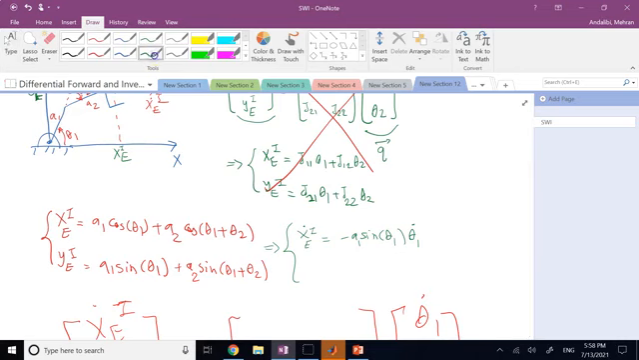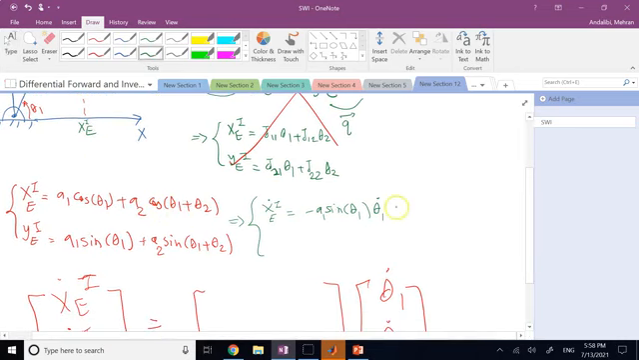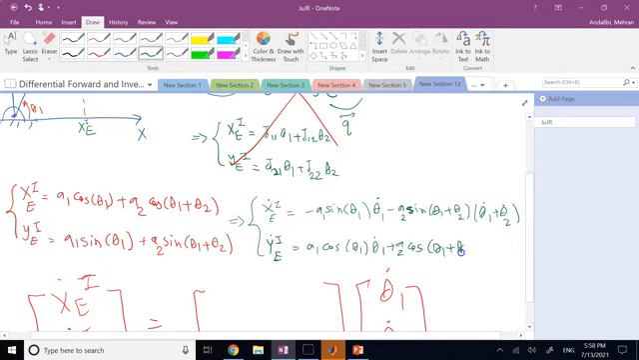So that's the first term. Now what? Take the time derivative of this. There's going to be negative a2 times sine of theta 1 plus theta 2, and then the time derivative of the whole thing that is inside, which is going to be theta 1 dot plus theta 2 dot. And then you can do a similar thing here for y. So it is going to be a1 cosine of theta 1 plus a2 cosine of theta 1 plus theta 2 times theta 1 dot plus theta 2 dot.